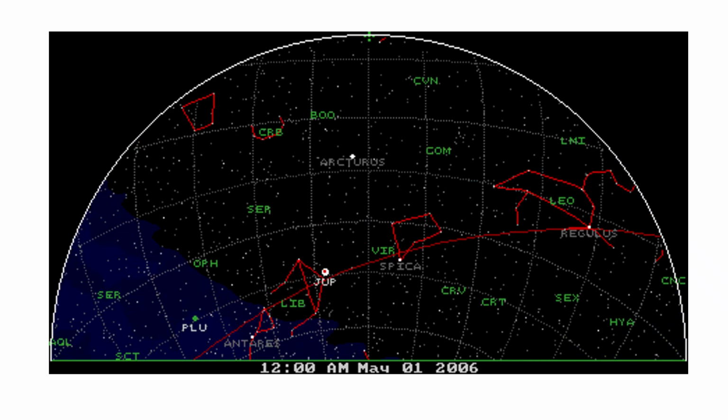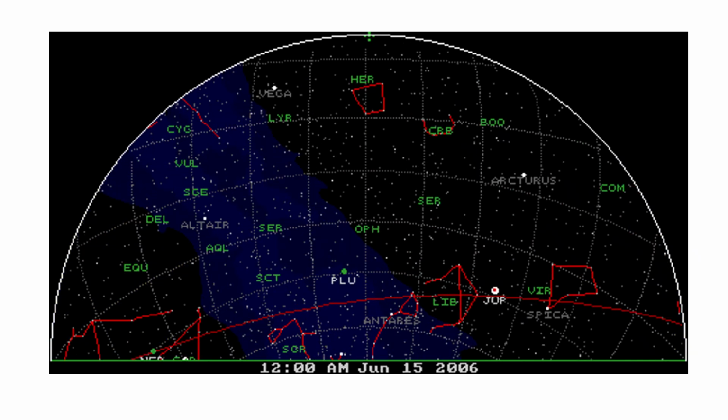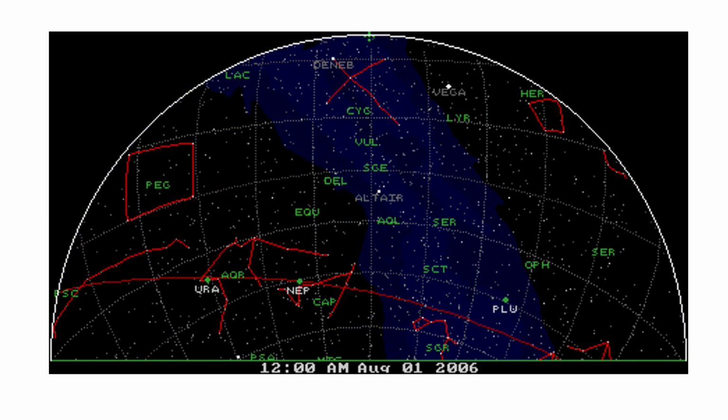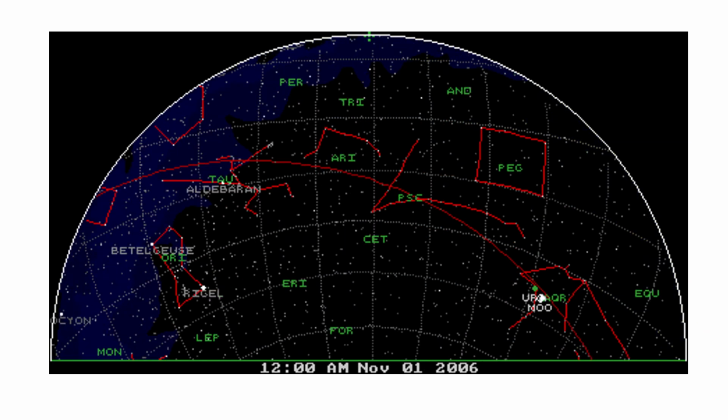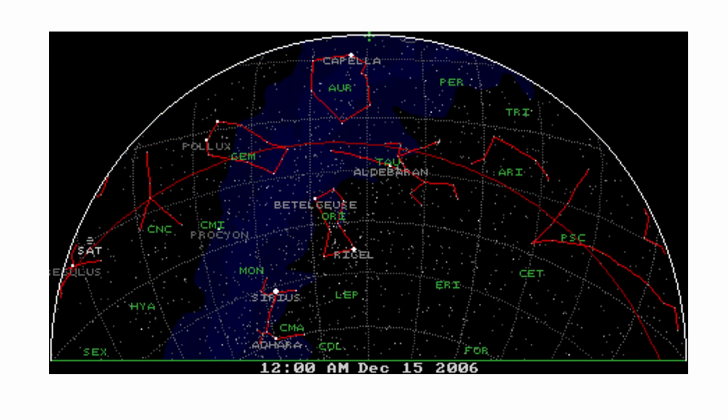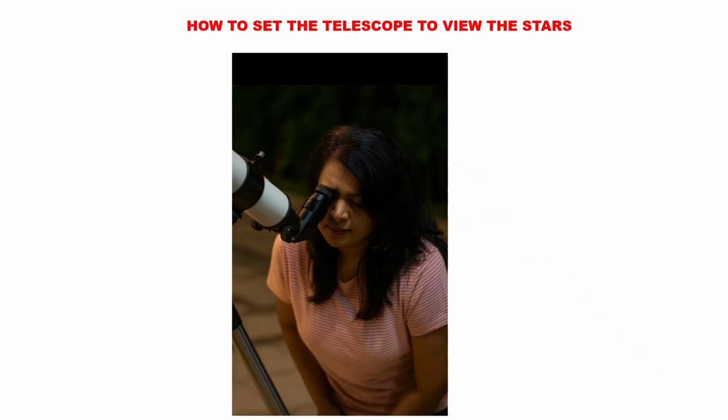One more factor affects the direction in the sky to which the North Pole points, and that is the precession of Earth. But it happens over a very long run, and it is already explained in the previous video. Set the telescope to view the stars.